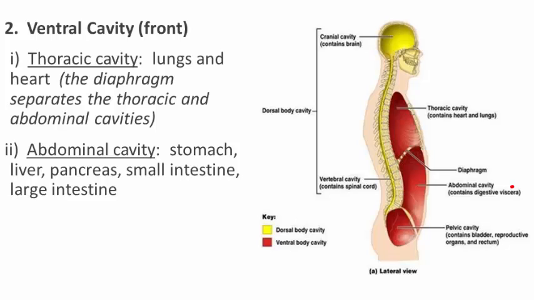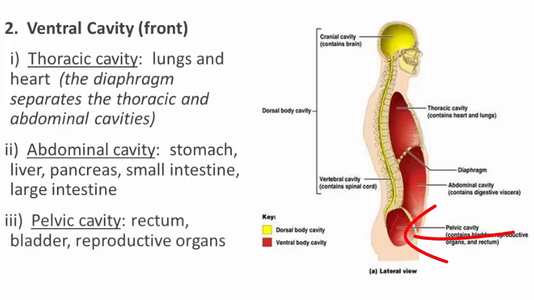The abdominal cavity is found in the middle portion of the ventral cavity. It contains most of the organs associated with the digestive system, so we'll be learning a lot more about the contents of this cavity during this unit. The abdominal cavity is where the stomach, liver, pancreas, small intestine, and large intestine can be found.